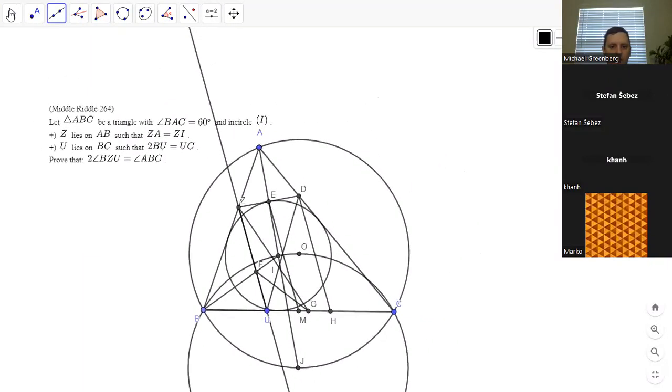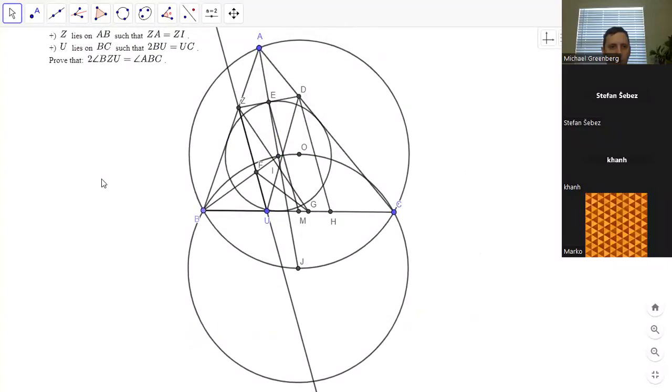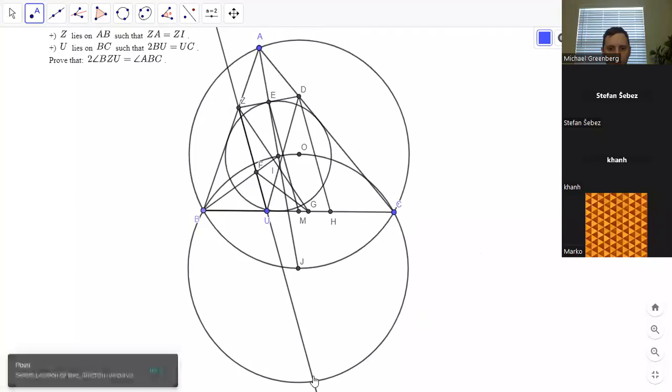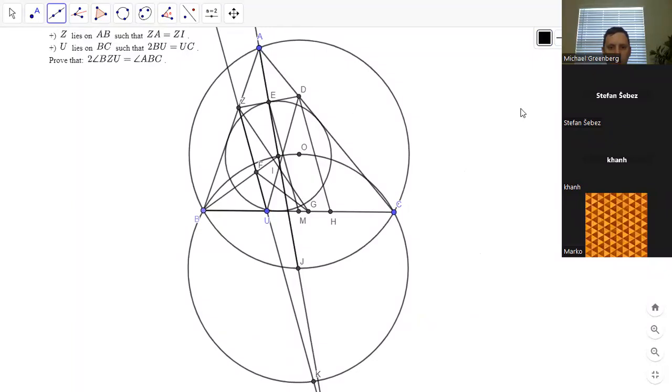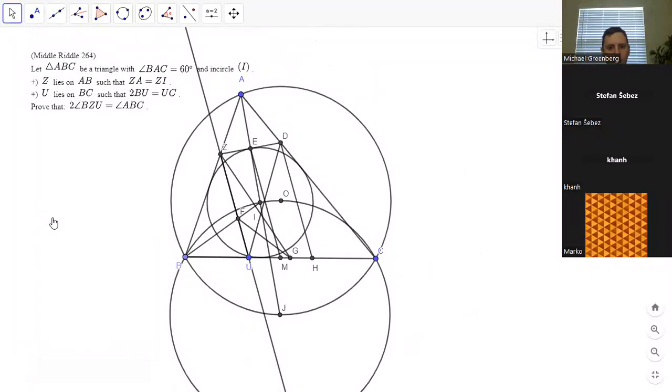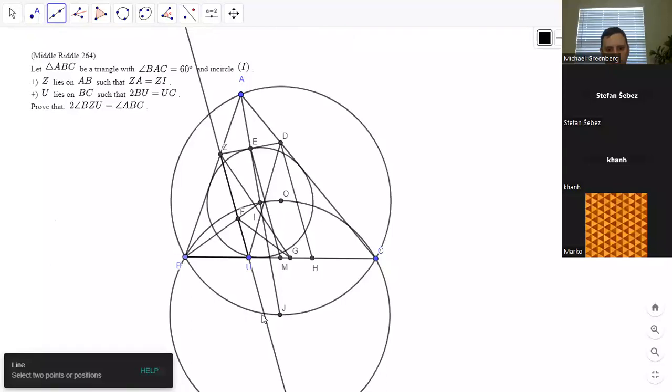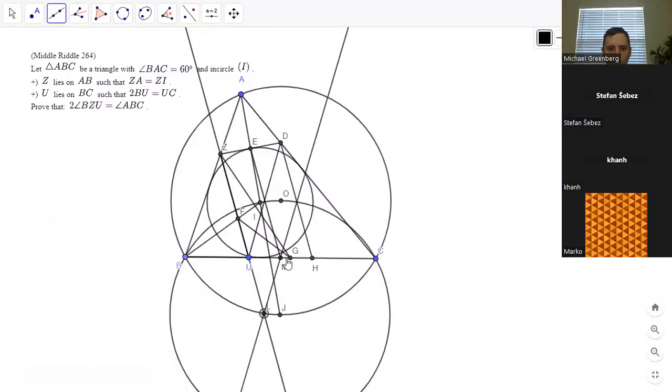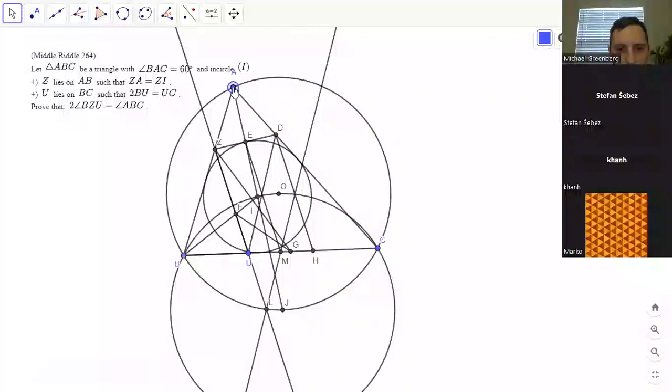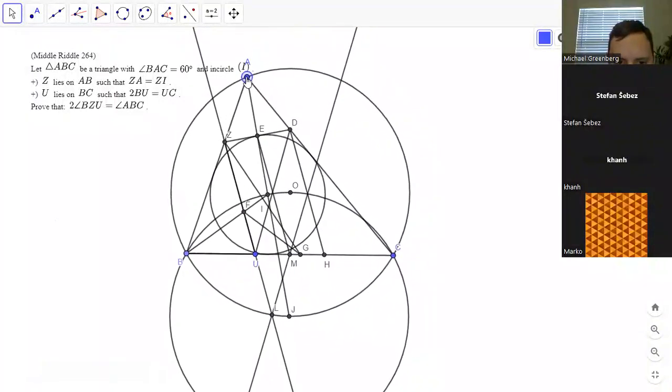What if, we're trying to let ZU intersect this circle? I wonder if ZU and AJ meet on the circle. That would be nice, although I'm not sure it's actually true. No. That is not true. Almost looks like those meet on the circle, but I don't think that's true in general.